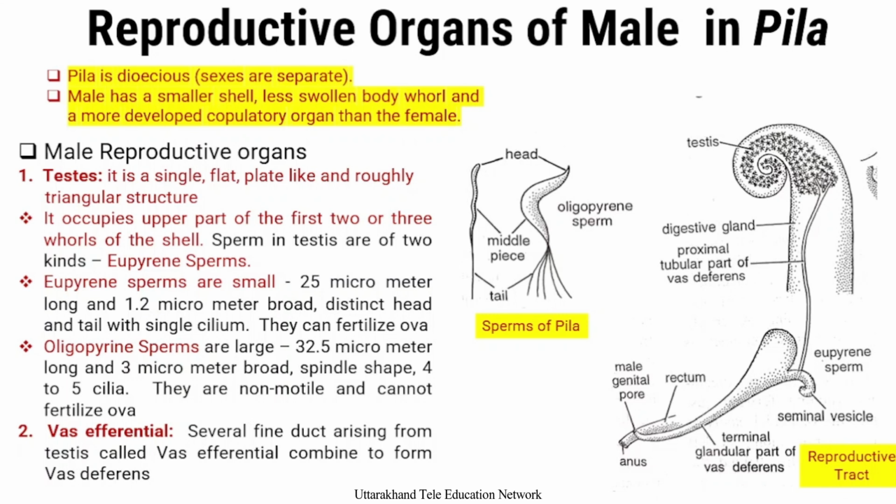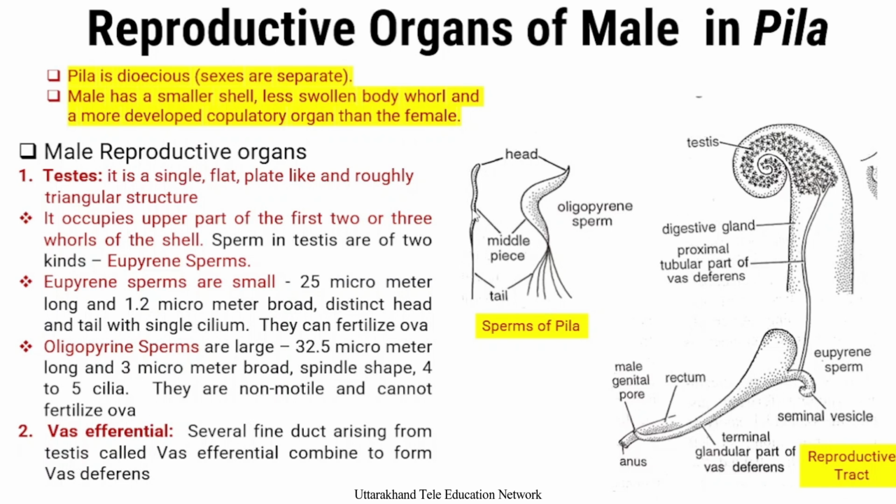And the sperms in the testes are of 2 kinds. And this is very interesting. The sperms of Pila are of 2 kinds. One is eupyrene sperm and another one is oligopyrene sperm. Now, what is the difference between the 2 sperms?